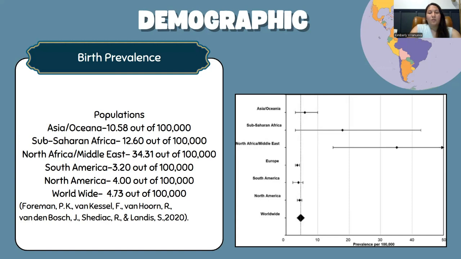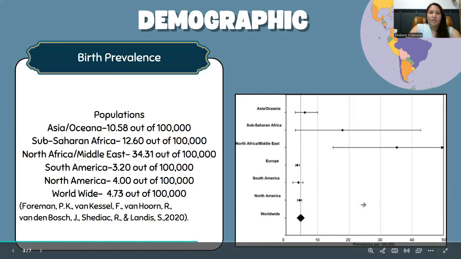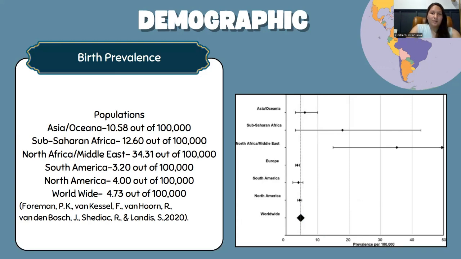We can see North America falls closer to the worldwide average with 4. And we see Sub-Saharan Africa being a dominant location demographically with occurring achondroplasia diagnosis.